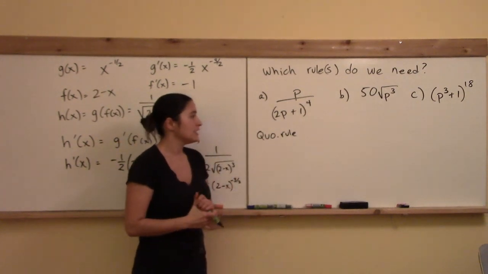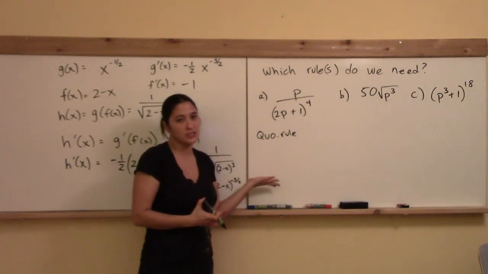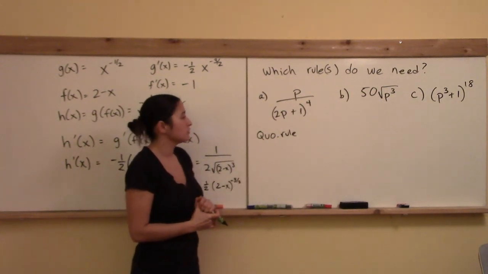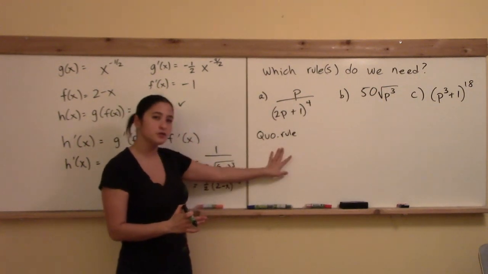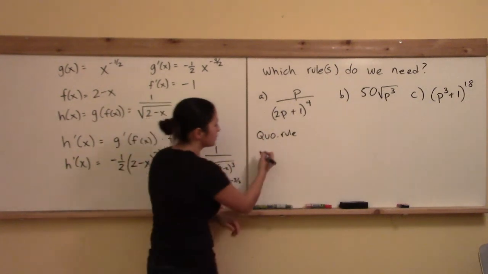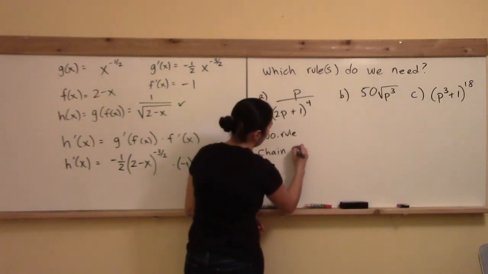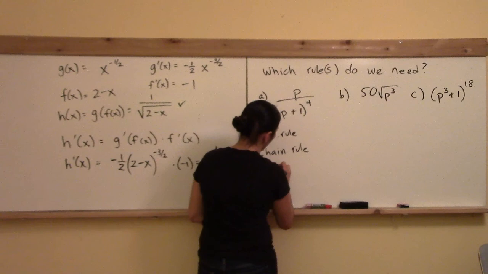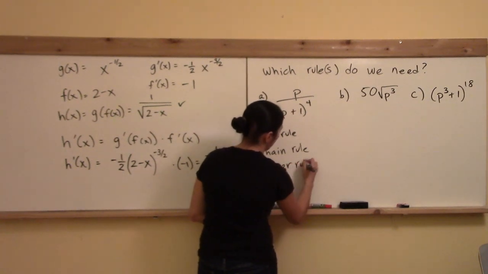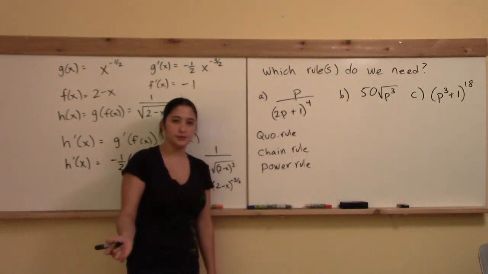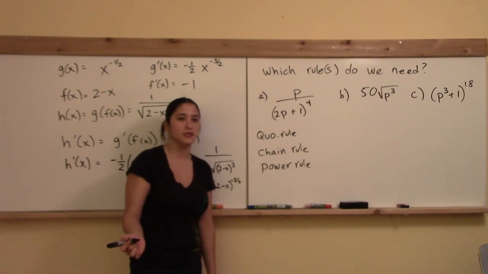But I find in this class, people actually prefer to see it as a quotient as it is and go for it that way. Okay? So I will say quotient rule. And then also, we're going to need the chain rule. And sure enough, we'll need our good old friend, the power rule, which we need every time we have a power. But do you see the reason that we need the chain rule here?